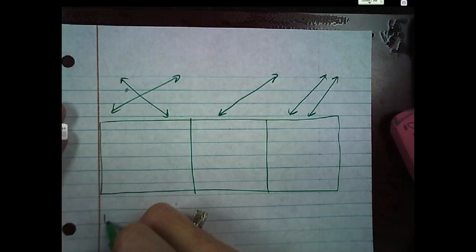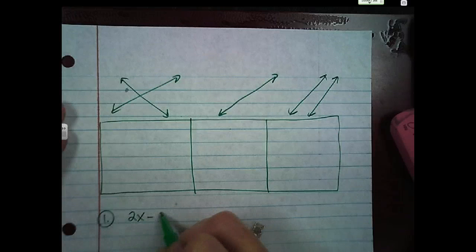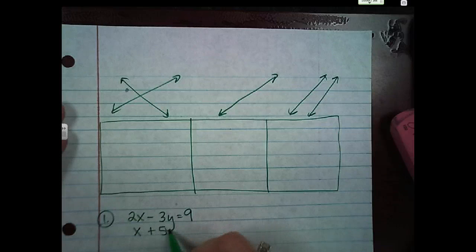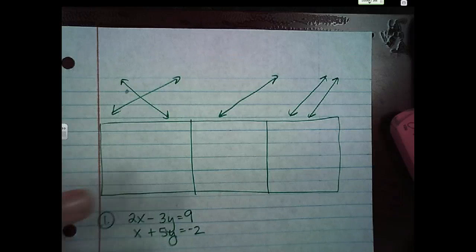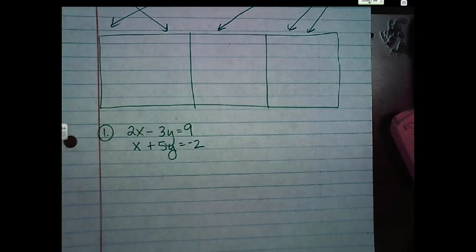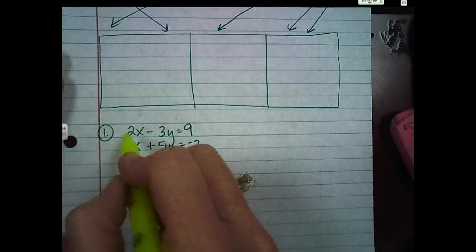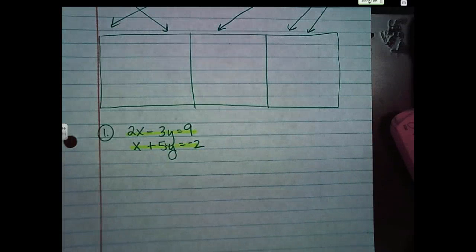So here's number 1. So if I told you 2x minus 3y equaled 9, and x plus 5y equaled negative 2, that is your system. Now, I know we can solve them by elimination, I know we can solve them by substitution, but right now we're going to solve them with Cramer's rule. And in order to solve them by Cramer's rule, we're going to set up 2 matrices, okay? An XY matrix and a solutions matrix, okay?